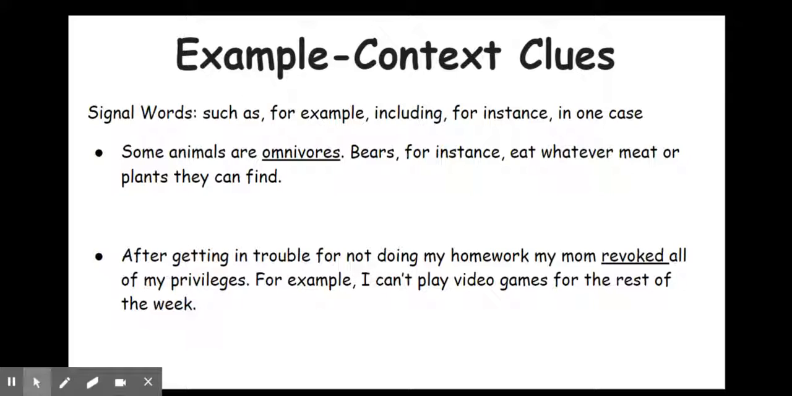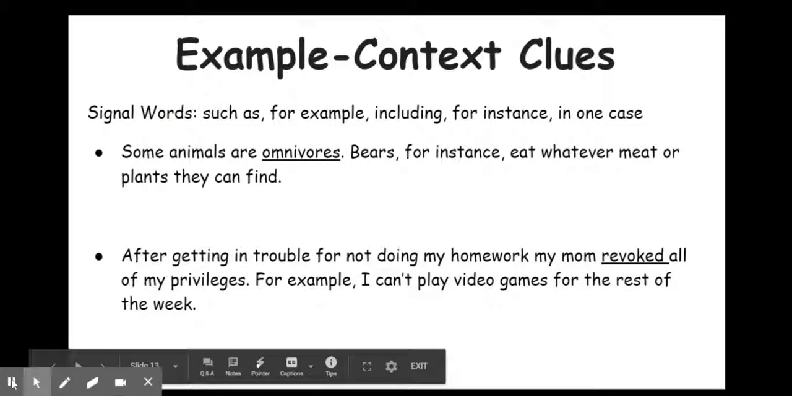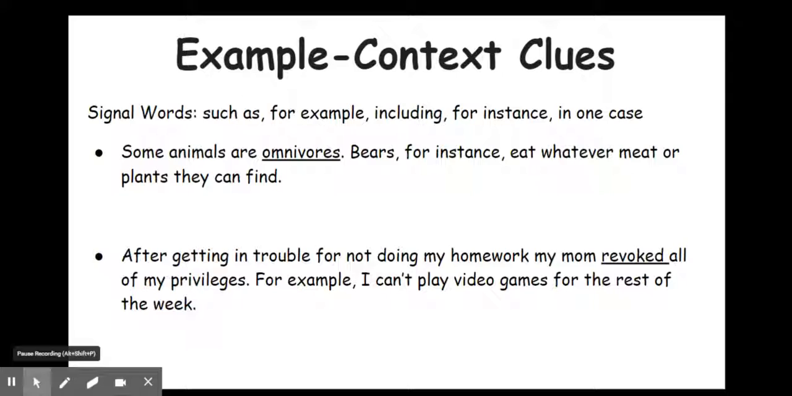After getting in trouble for not doing my homework, my mom revoked all of my privileges. For example, I can't play video games for the rest of the week. Now, if you did not know what the word revoked meant, we have an example here, and we have a great signal word, for example. So, he can't play his video games for the rest of the week. Revoked must have meant that things were taken away.